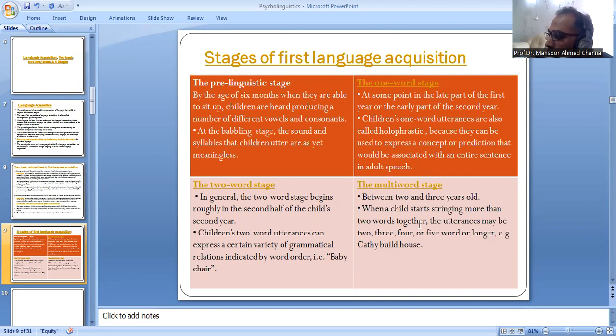Number four is the multi-word stage. Between 2 and 3 years old, when a child starts stringing more than two words together, the utterances may be 2, 3, 4, 5 words or longer. For example, "Kathy built house."